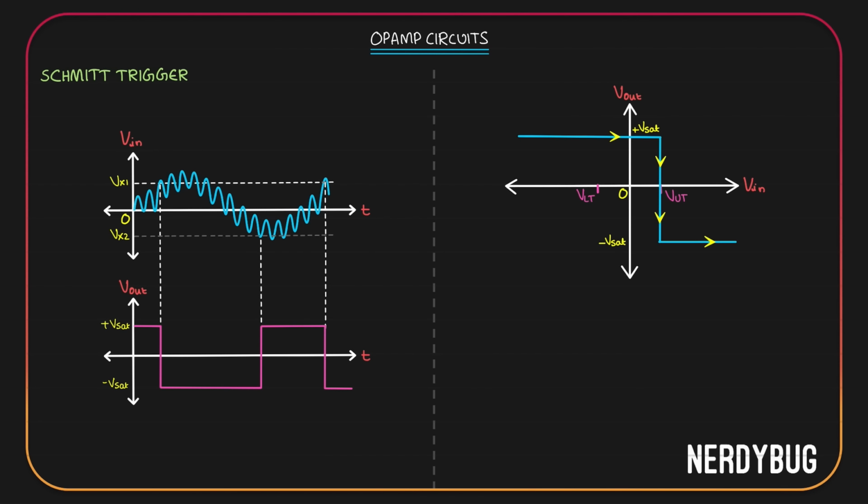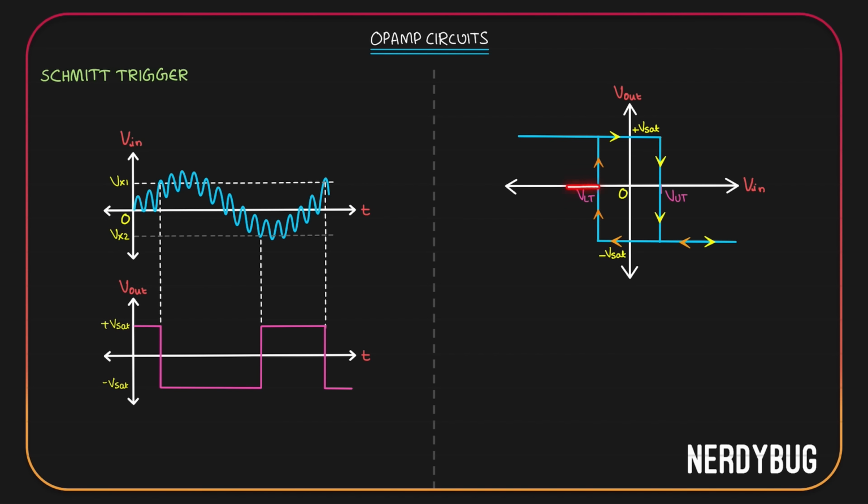Let us now try the opposite. Consider input is decreasing. It is somewhere over here now and it decreases. Will the output switch? No, output will still be at negative Vsat. Let us say input decreased and it went below upper threshold voltage. Does the output switch? No. Lower threshold voltage is the reference voltage now. So the next time output switches is when input reaches over here and becomes lesser than the lower threshold voltage. Till then, output will be constantly at negative Vsat. When input becomes lesser than the lower threshold voltage, output will switch from minus Vsat to plus Vsat.